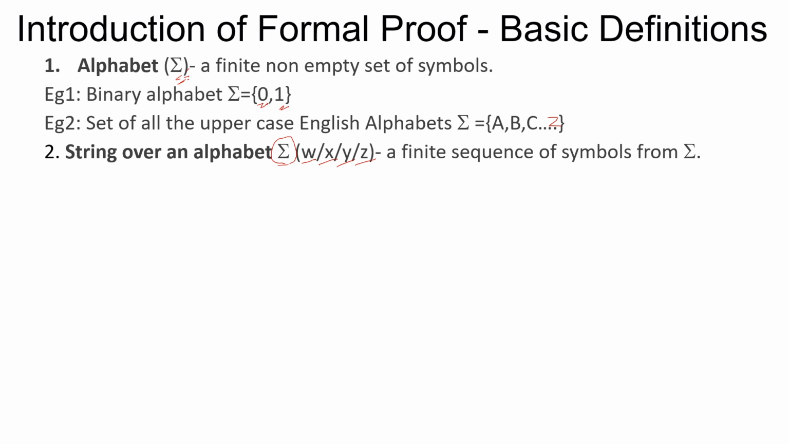So let us take an example. Now sigma is equal to {0, 1}. This is my binary alphabet. My alphabet has only two symbols, 0 and 1. Consider I'm going to make a string. Let me define it as w, and the string is made of a combination of elements or symbols taken from that alphabet set. So consider w is equal to 0101010. This is an example of a string. Or you can also say x is equal to 00001111. This is another string that is created from the alphabet sigma, which contains only two symbols, 0 and 1.